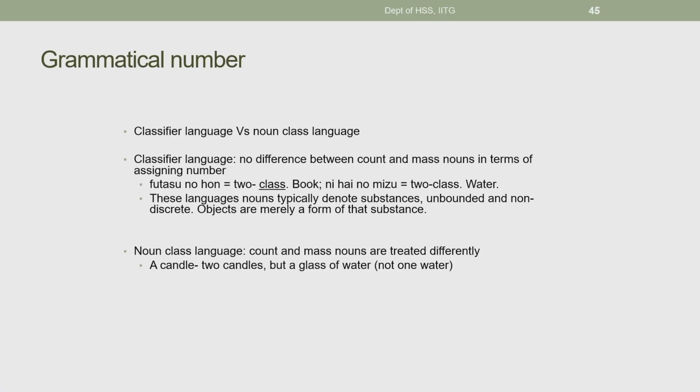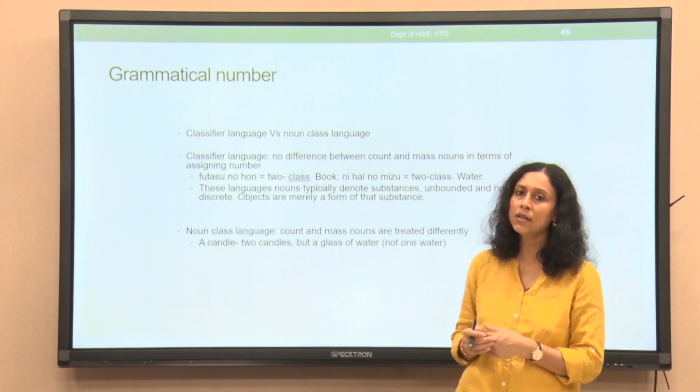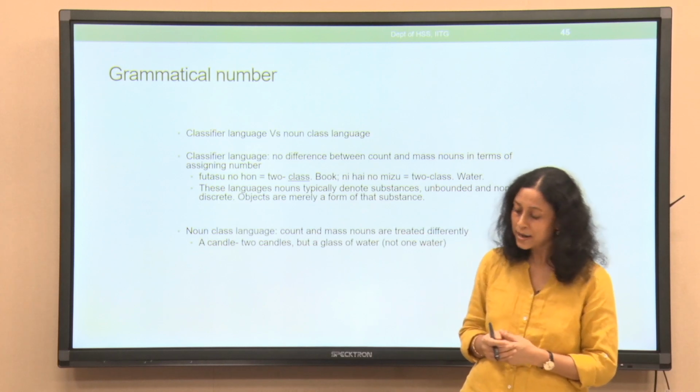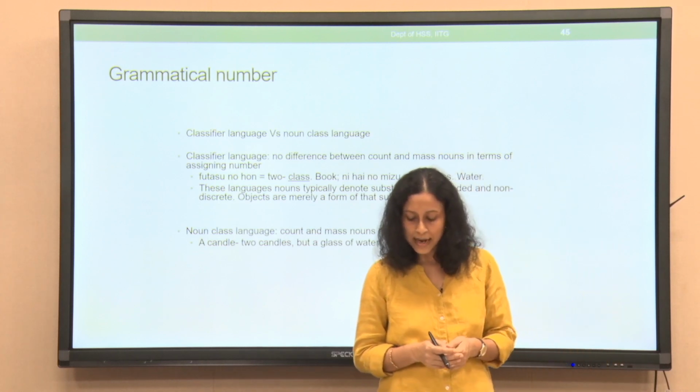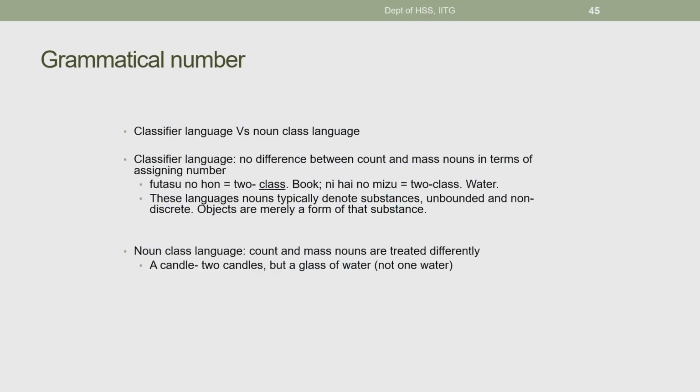number marker for all kinds of numbers, both singular and plural. The nouns in these languages typically denote substances, because classifier language nouns will not talk about the shape and size of the object, but the substance with which it is made, and hence it is unbounded and not discrete, as a result of which it is possible to use the same number marker.